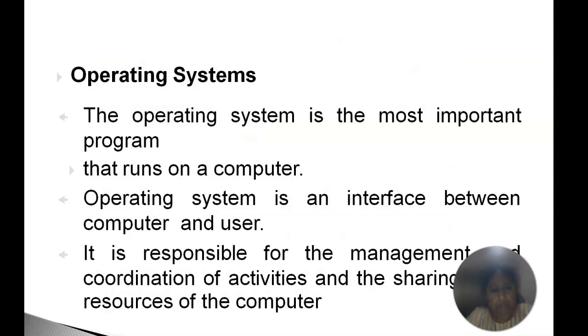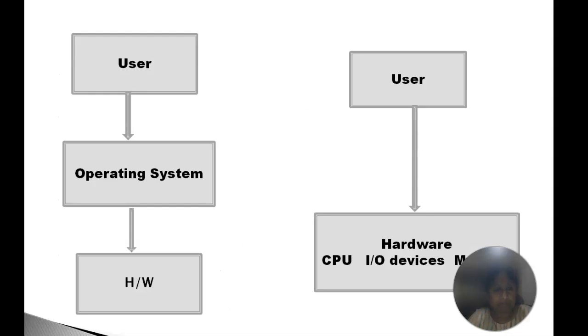Operating system. The operating system is the most important program that runs on a computer. The operating system is an interface between the computer and the user. It is responsible for the management and coordination of the activities and the sharing of the resources of the computer.